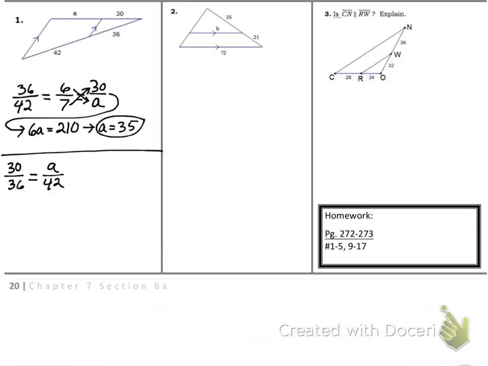All right, so if I simplified, 6 goes into this, 5 over 6 equals A over 42. If I cross multiply, I'm going to come up with 6A equals 210, and didn't we already see 6A, 210? So it comes up with the exact same answer, right? It comes out with A equals 35. So there's multiple ways to do this, and they're all going to come out with the exact same answer. All right?